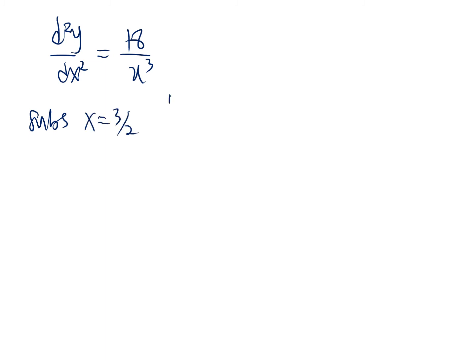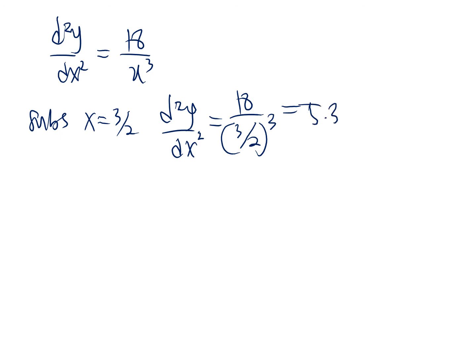Next, to use the second derivative test, we must find the second derivative. So we will have 18 over x cubed. Then we substitute our stationary values. First is x equals 3 over 2 into the second derivative, 18 over (3 over 2) cubed. So the answer is 5.333, which is greater than 0. That means it is a minimum.